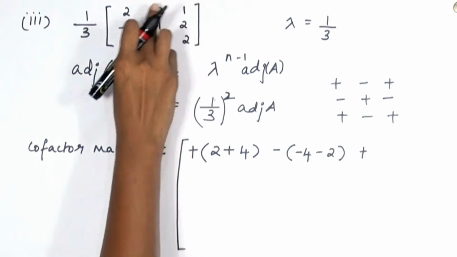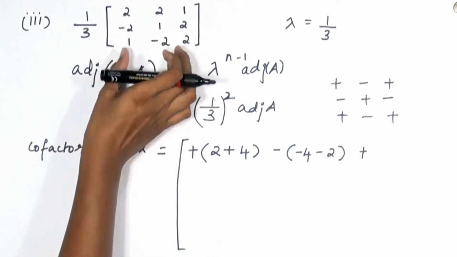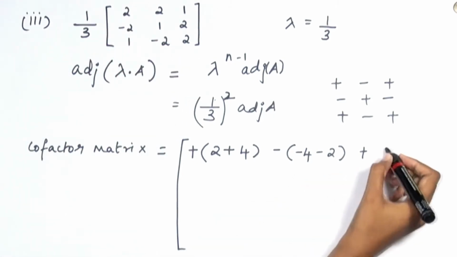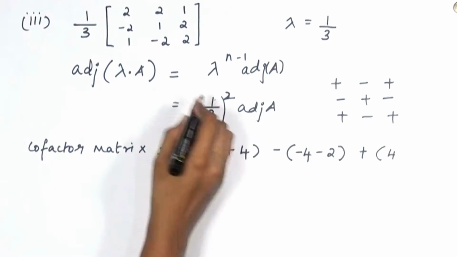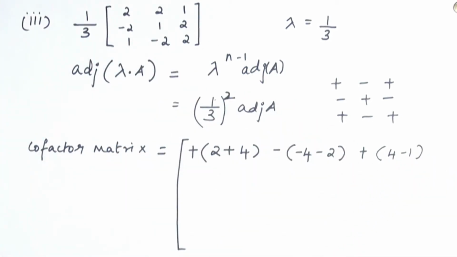And for this, you will be cancelling out this row and this column. You will have the remaining terms as this. Minus 2 into minus 2 becomes 4. Minus 1 into 1 is 1. So in the same way, we will be finding out the cofactors of the second row and the third row.